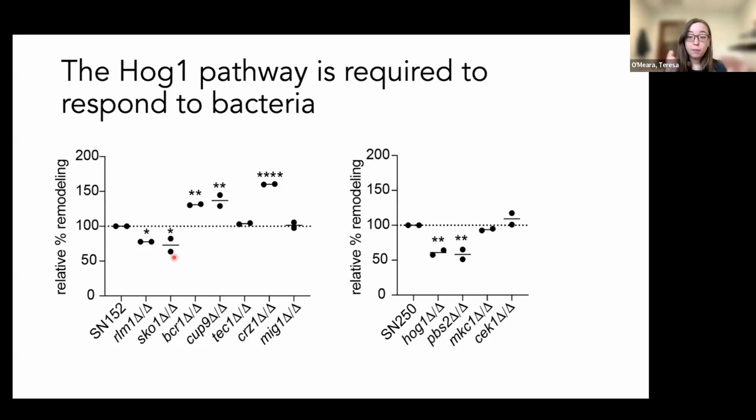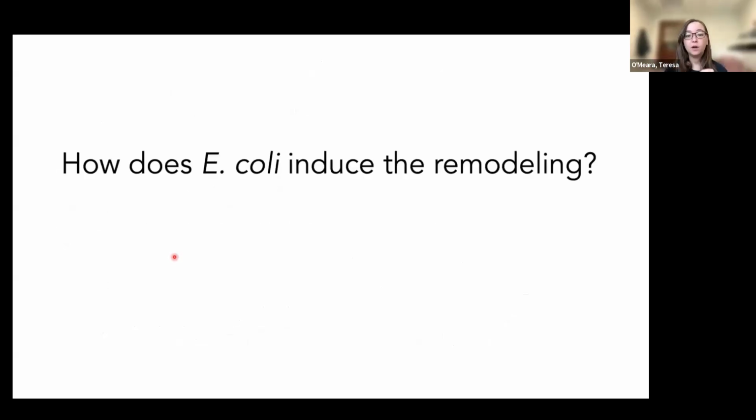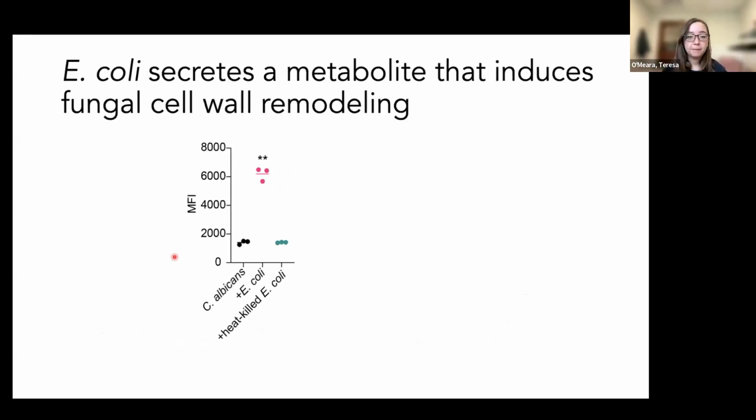So we know that Candida is responding to E. coli. What is E. coli doing to induce that remodeling? First, we took Candida, and we can see that if we co-incubate it with E. coli, we have this drastic increase in mannan exposure. If we heat kill the E. coli, it doesn't do that remodeling. So that was important. It tells us it's not just some cell wall component of the bacteria that the fungus is sensing, because we know that things like peptidoglycan can change filamentation rates and other kinds of morphological changes. We're not really seeing that here. It has to be something live.